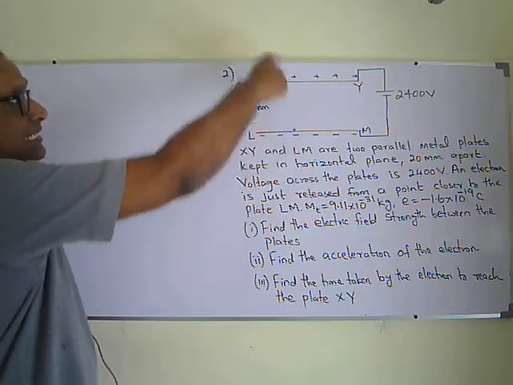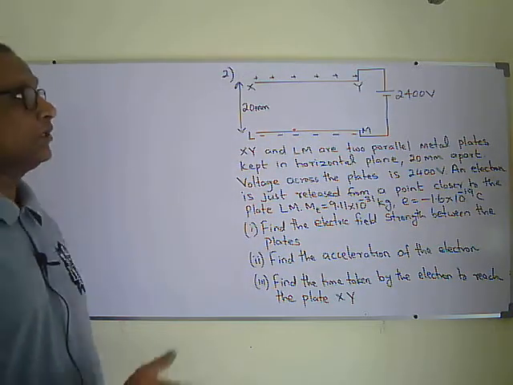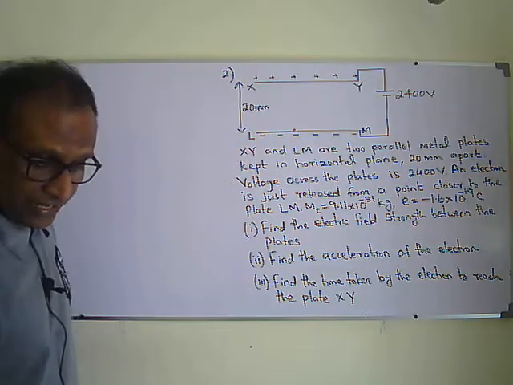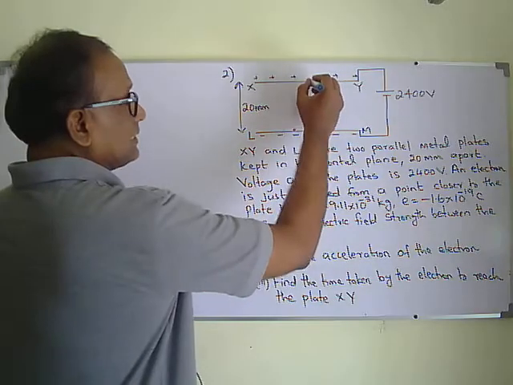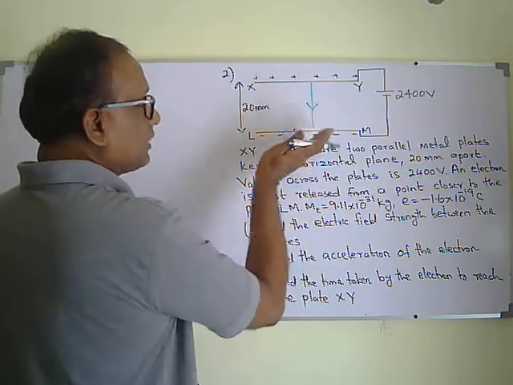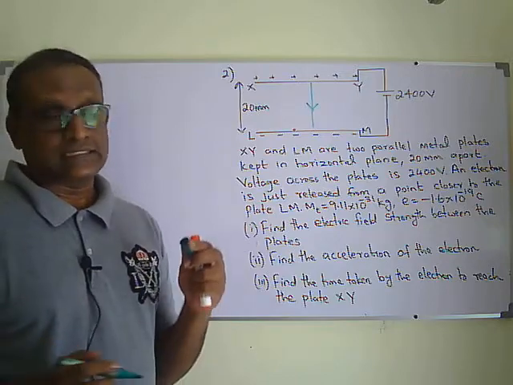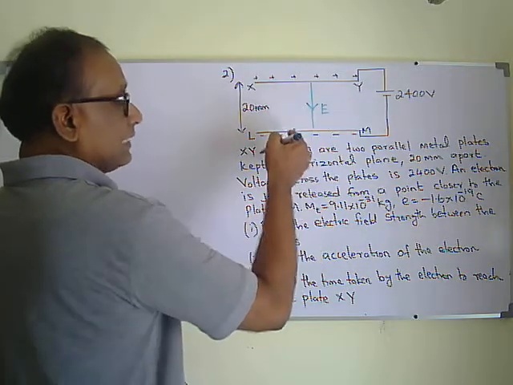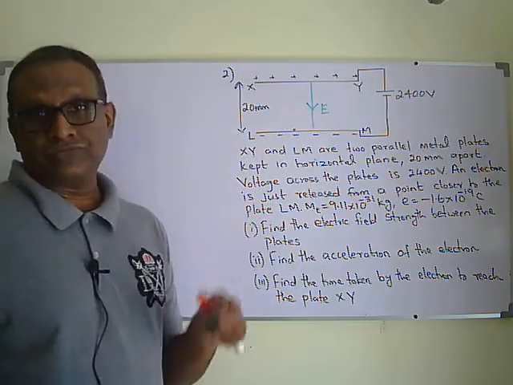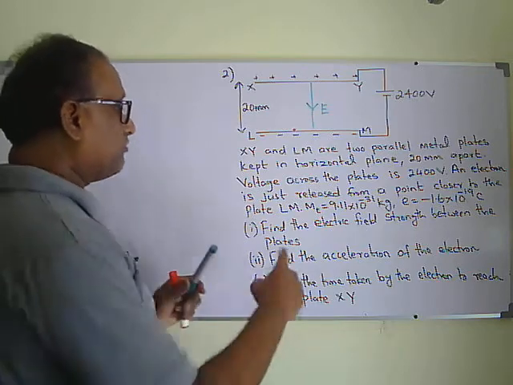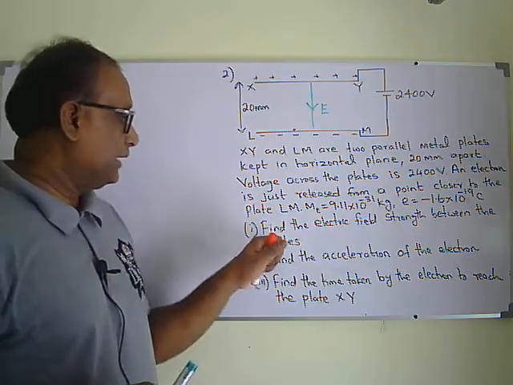So the electron will accelerate towards XY, because the electric field lines will be downwards, is it? Electric field lines will be downwards. So it's going to accelerate in the upward direction. So these are the electric field lines downwards. The electron will experience a force opposite to the direction of the field lines, right? So first part, find the electric field strength between the plates.